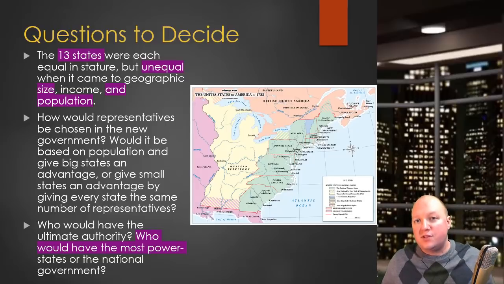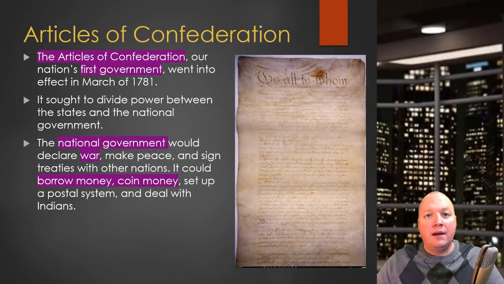The national government tells the states what to do. That's a decision that we're going to have to make. So after some debate, the Second Continental Congress creates the first government of the United States, and that's called the Articles of Confederation. The Articles of Confederation is the first government of the United States, and it goes into effect in March of 1781.